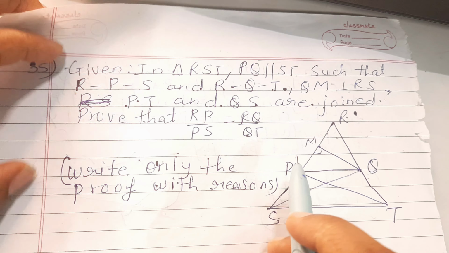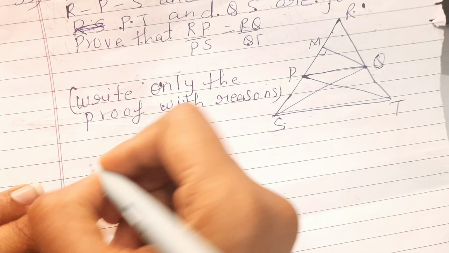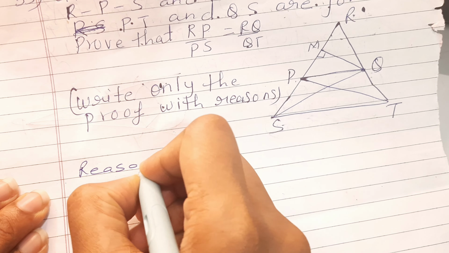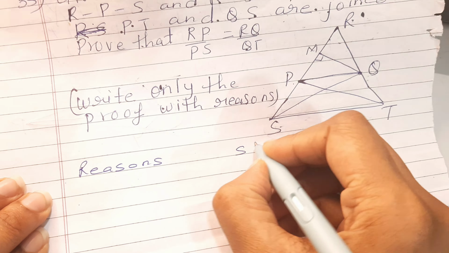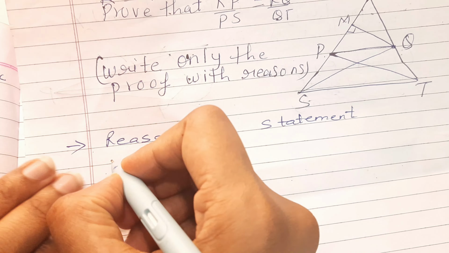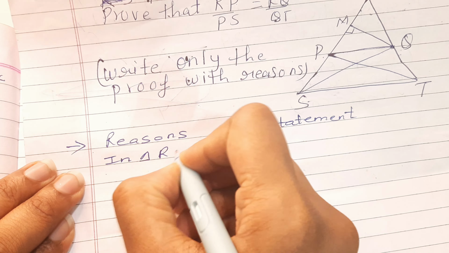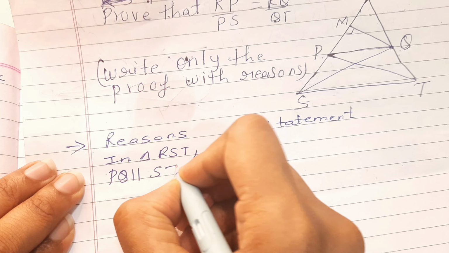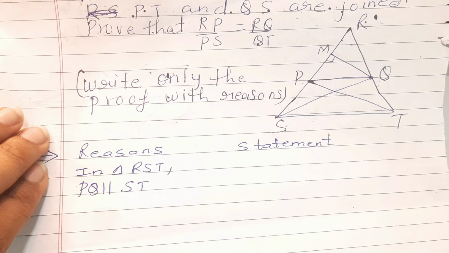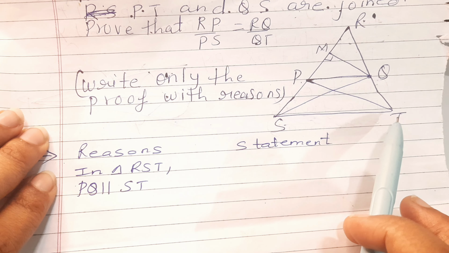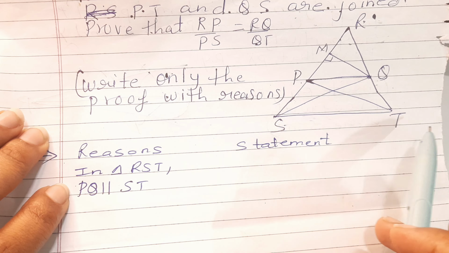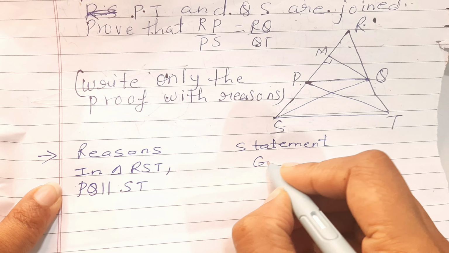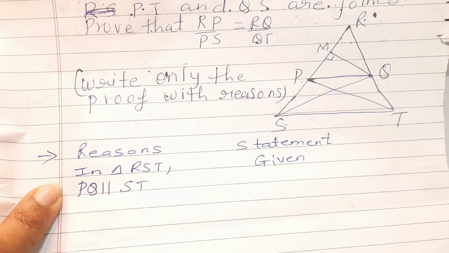Okay, so yeah. So first thing I will write down is the reasons and the statement. Okay, for this. So first I will write down in triangle RST, PQ is parallel to ST. Okay, so what I have done over here is RST I have taken triangle, PQ is parallel to ST. So this is already given. This is given, right?